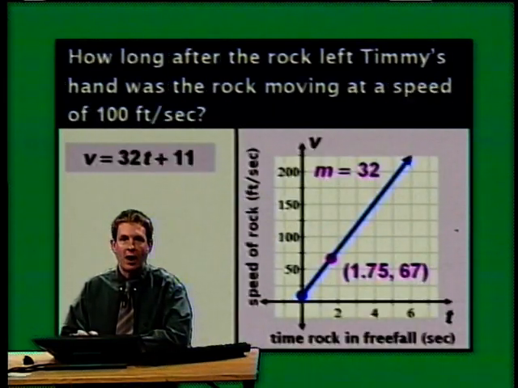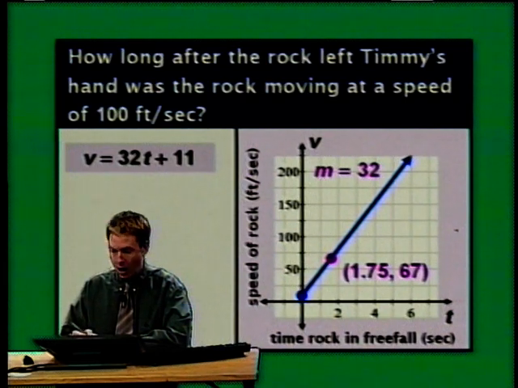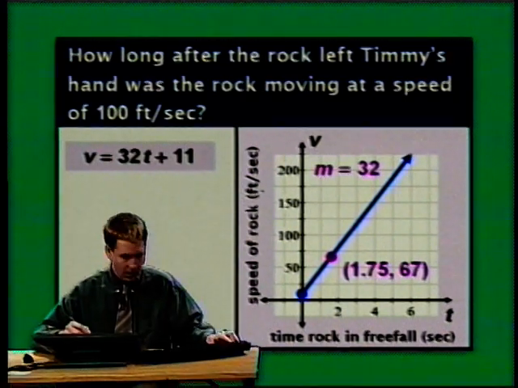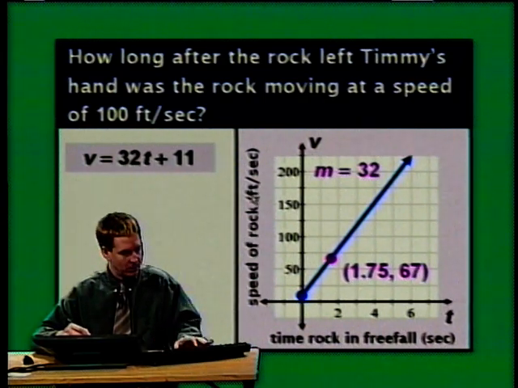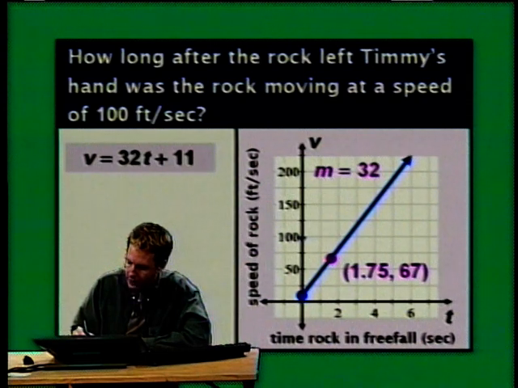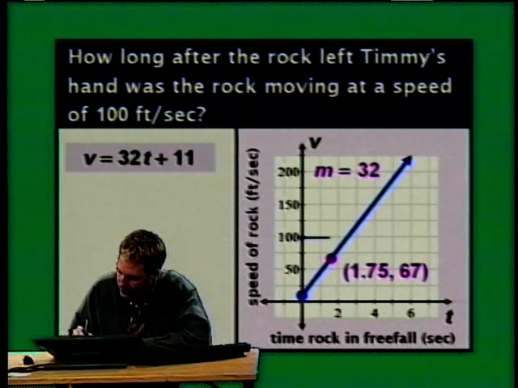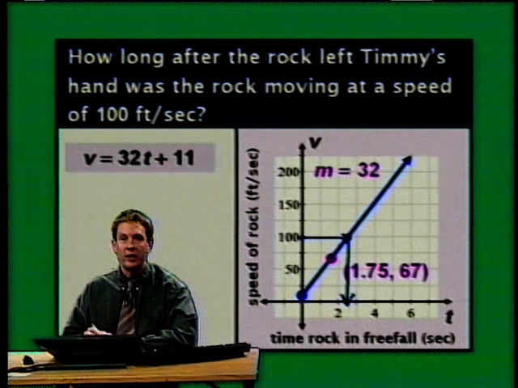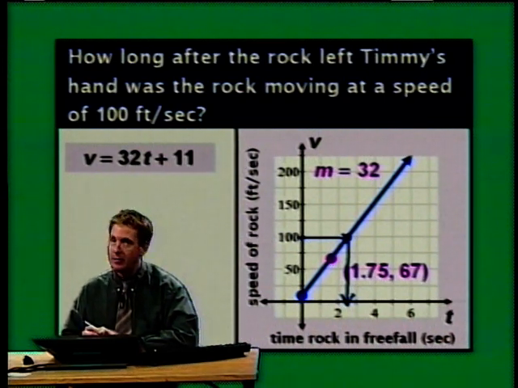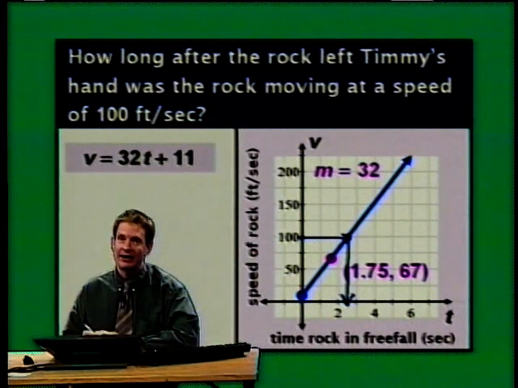How long after the rock left Timmy's hand was the rock moving at a speed of 100 feet per second? Well, 100 is the value of our vertical coordinate because the vertical coordinate is the speed of the rock. So let's go to 100 on the vertical axis. Let's move over to the line, and then let's take that point and project it down to the t-axis. I can see that the time when the rock was moving at 100 feet per second is somewhere between 2 and 3 seconds. But I certainly can't tell from the graph exactly what that value is.